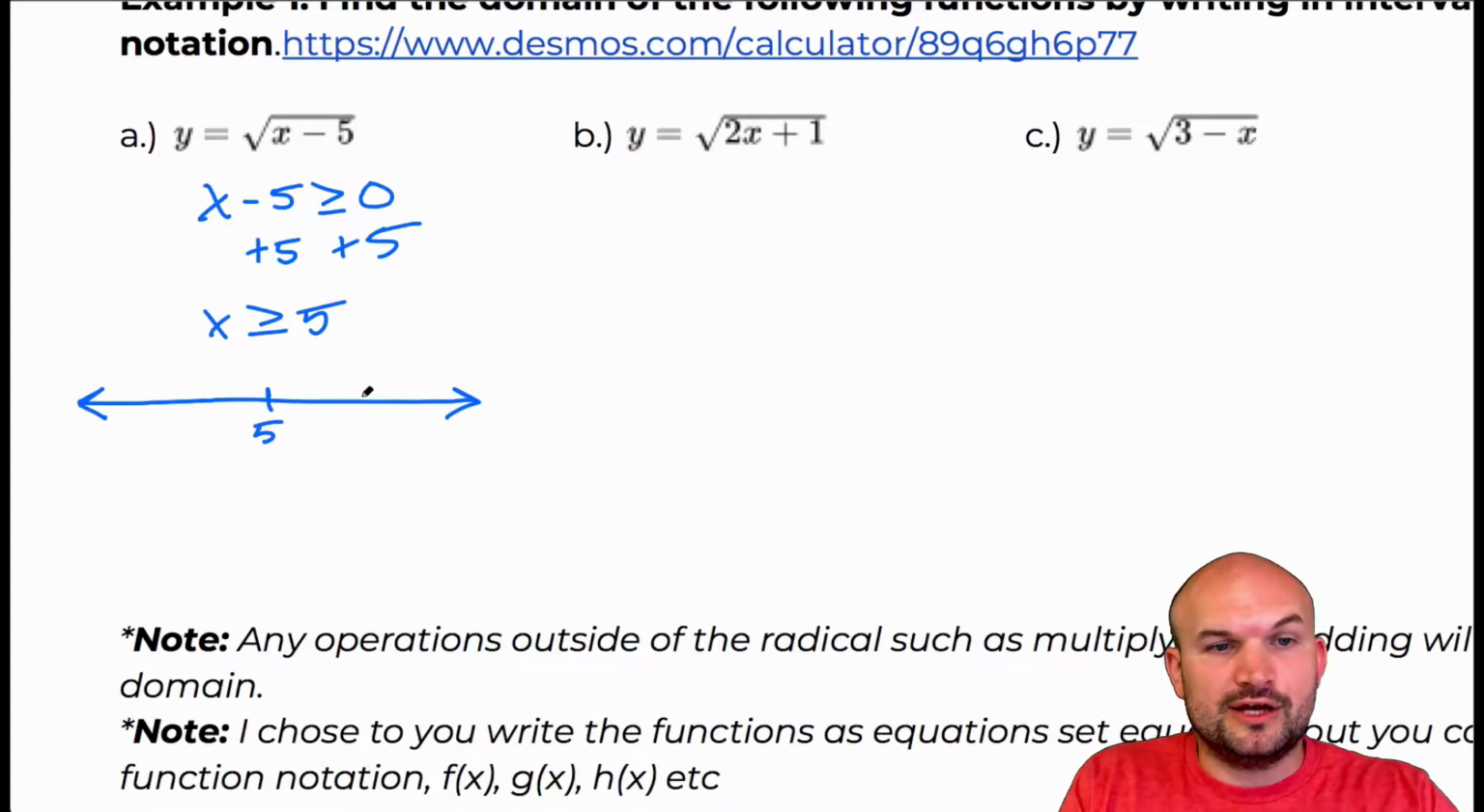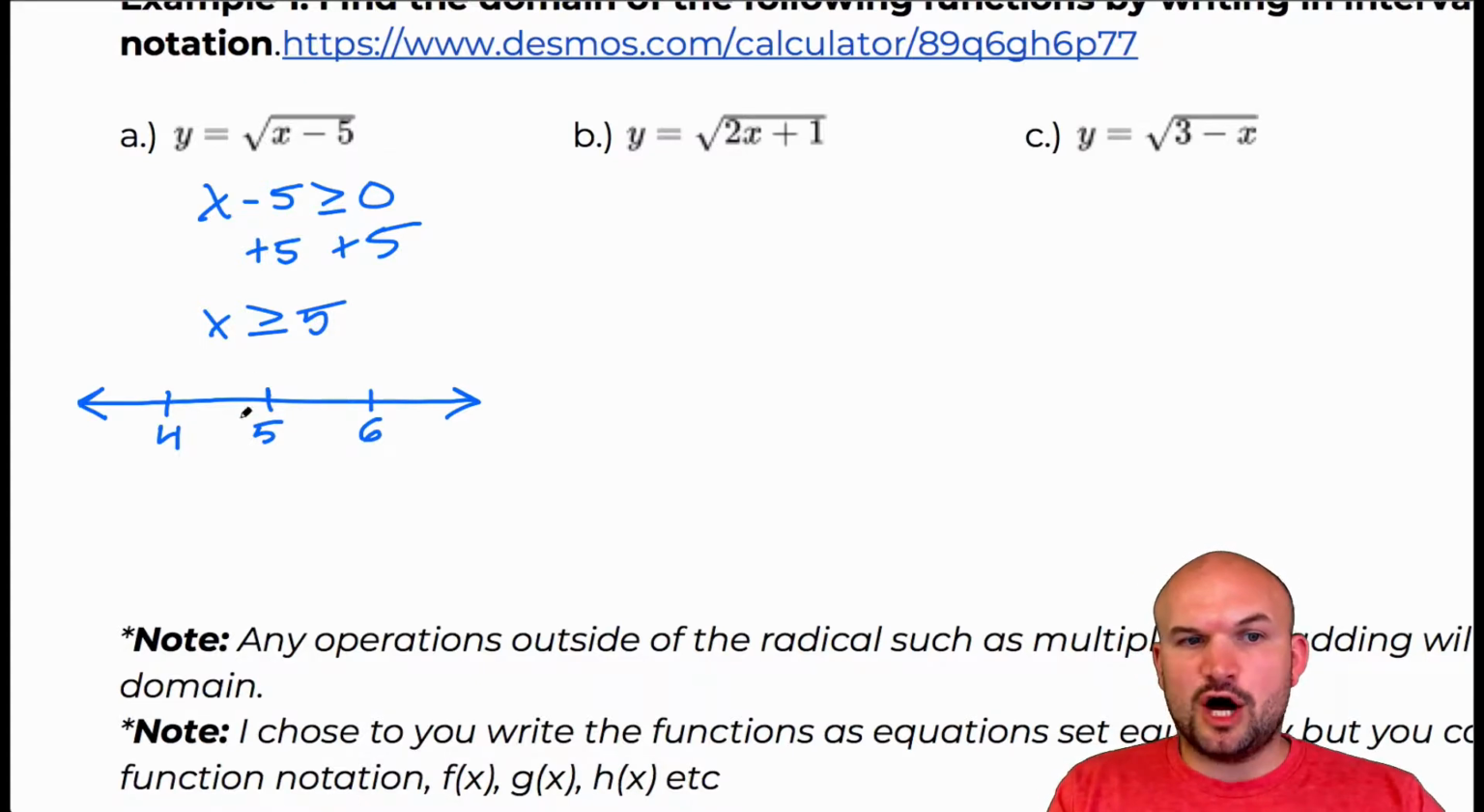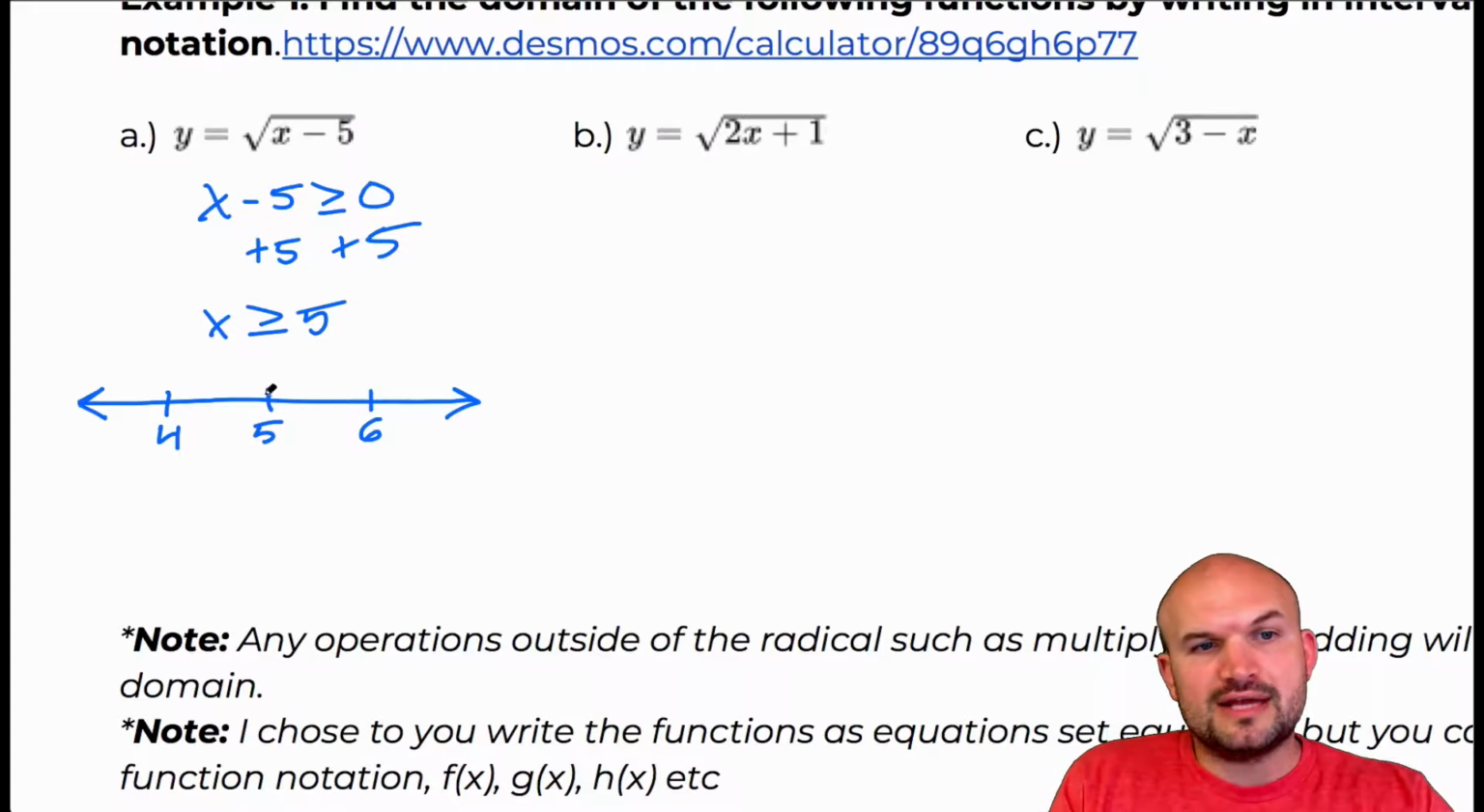On the number line, numbers to the right are positive or larger, and numbers to the left are smaller. So if x is greater than or equal to 5, that means all values to the right, 6, 7, 8, 9, 10 are going to be true. And 5, since it's greater than or equal to, is going to be true. So that's what we call a closed point. We fill that in, and then we can just draw a little number line like this, going like that.